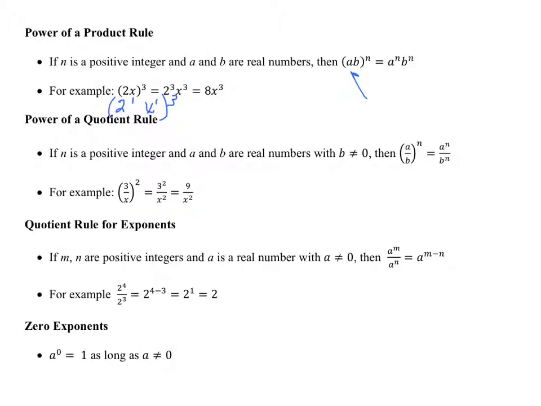The quotient rule says if I have a fraction or a division, I have to raise both the numerator and the denominator to that power.